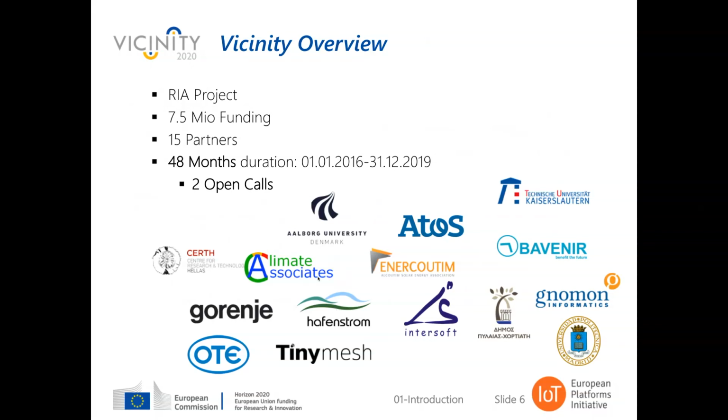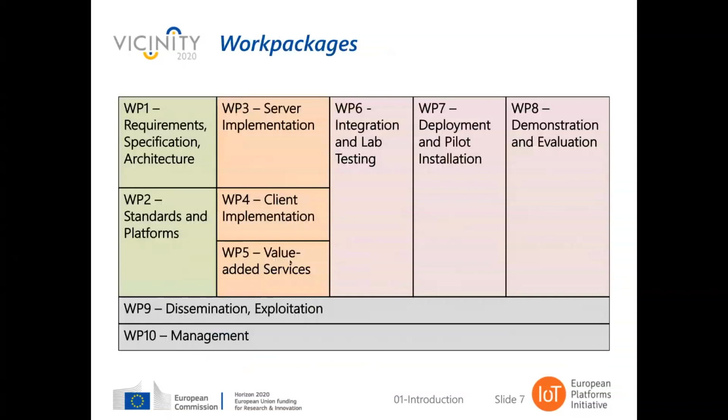Within this time frame, we have two open calls that are, compared with the other IoT projects, a bit delayed. So we are the last project in this call to launch its open calls. VICINITY is implemented within 10 work packages. We started with requirement specification and architecture definition in work package 1, investigation of standards and platforms in work package 2, and are now nearly finished with the server and client implementation in work packages 3 and 4, and have already implemented or started implementation of value-added services. We also started the integration and lab testing and are going to deploy the things and the infrastructures to pilot installations.